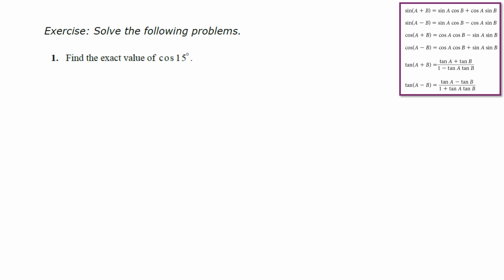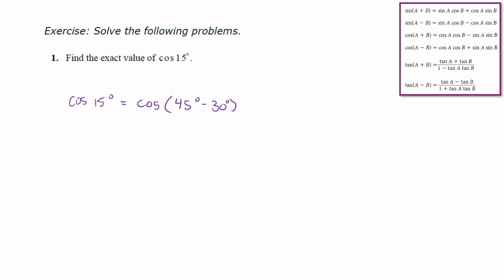In our first problem here, we're asked to find the exact value of cosine of 15 degrees. Now, cosine of 15 degrees does not contain an angle measure that is a part of the unit circle. So I need to rewrite this where its sum or difference is going to be equal to 15 degrees. So two angle measures that I'm going to use are going to be 45 degrees and 30 degrees. When I subtract these two values, I get 15 degrees.